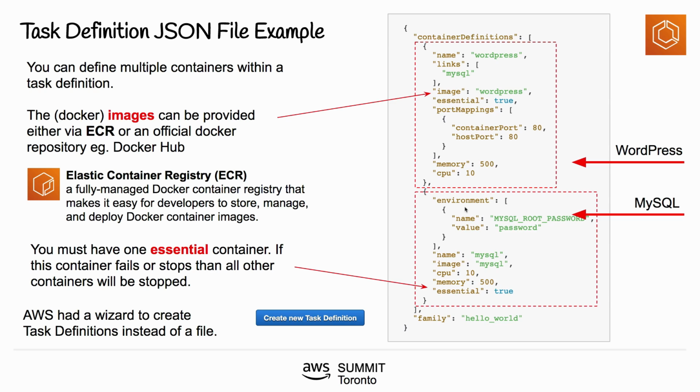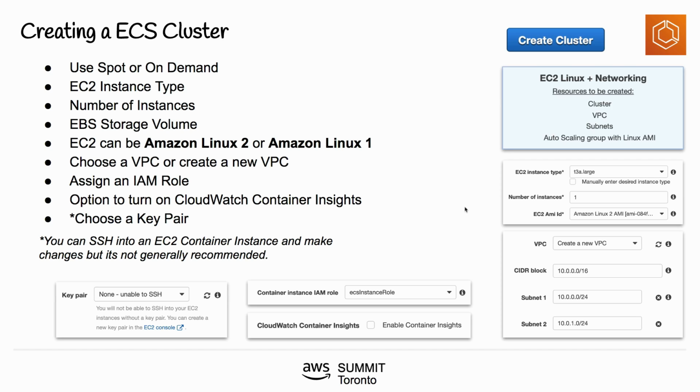So now let's just look at actually how to create an ECS cluster. So you're going to have quite a few options available to you. You can choose Spot to start saving money on the EC2 instance, or on demand. You're going to choose that instance type. So on the right-hand side, you can see I have a T3A large chosen, and you can choose the number of instances. And then you will need to choose the AMI. So we have Amazon Linux 2 and Amazon Linux 1 there that we can choose from quickly.